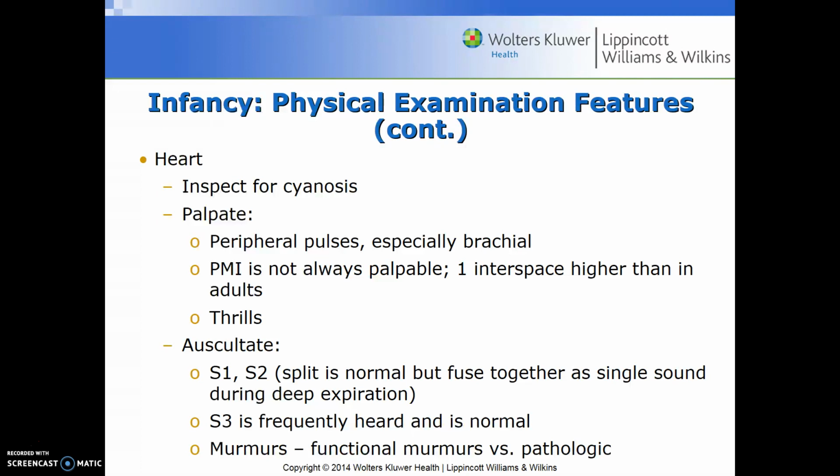A split's normal, but fused together as a single sound during expiration. It just takes a while to listen, just practice listening. S3 is frequently heard and is considered normal. And then, of course, we're trying to listen to functional murmurs versus pathologic, but that's beyond what I want you to know. You are being introduced to that, but I just want you to know those normals and recognize that there are abnormals, and we're trying to differentiate.